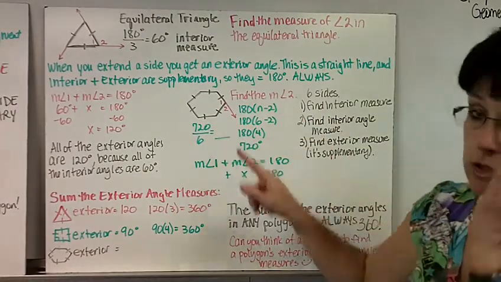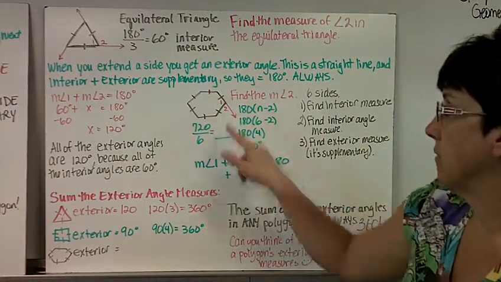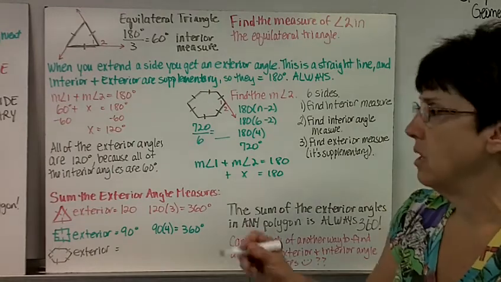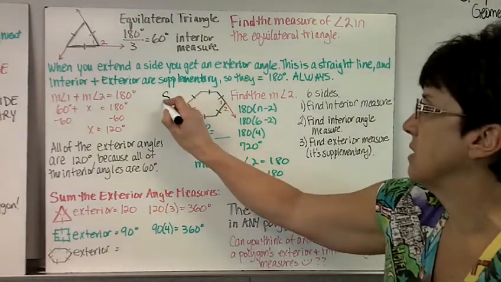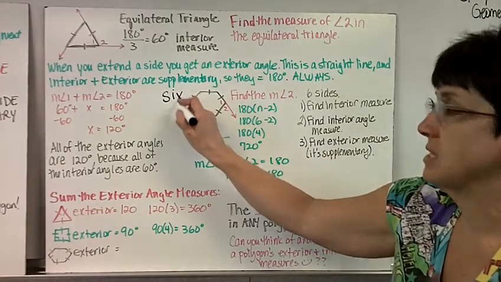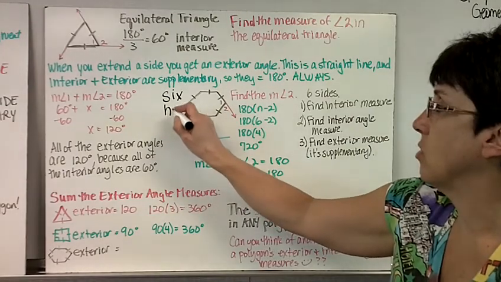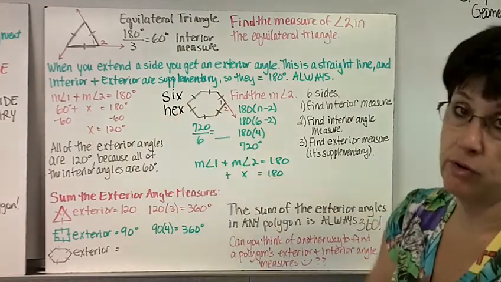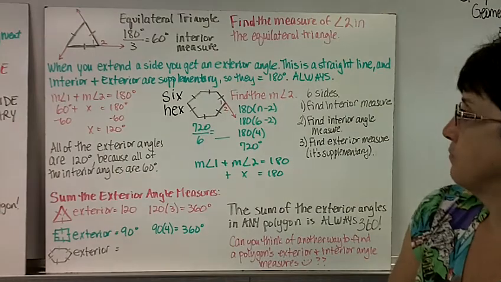Let's find the measure of angle 2 in a hexagon. Now I remember that hexagon is 6 sides because the word six has an X in it and the word hex has an X in it. That's how I remember that.